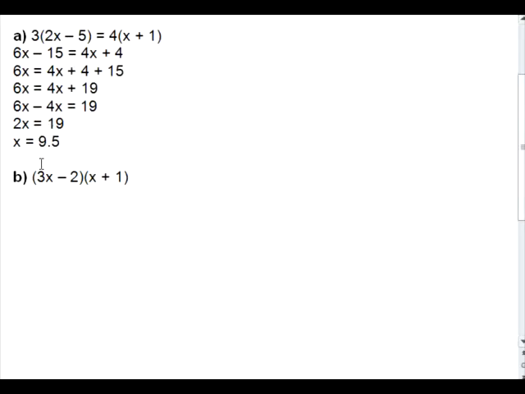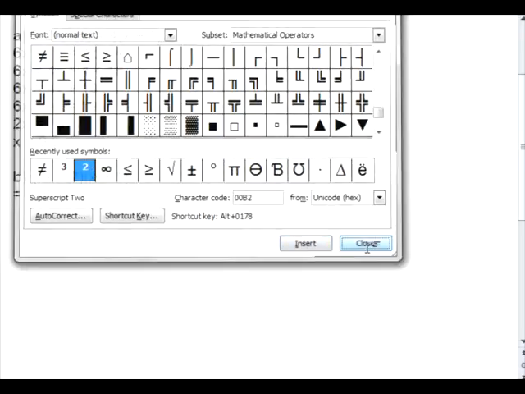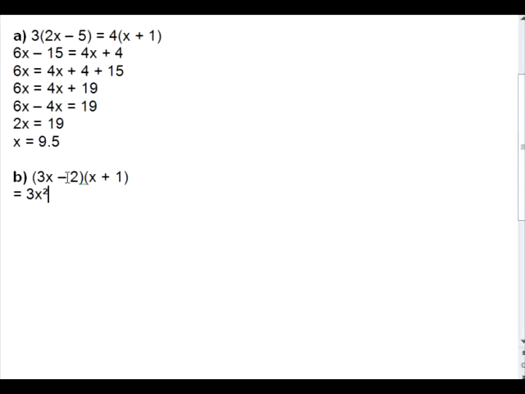So I'm going to multiply the 3x times the x, and I'm going to get 3x squared. The reason it's 3x squared is because 3 times 1 is just 3, and then x times x is x squared. So the 3x already multiplied with the x, that one's done. I'm going to now do the 3x times the 1.